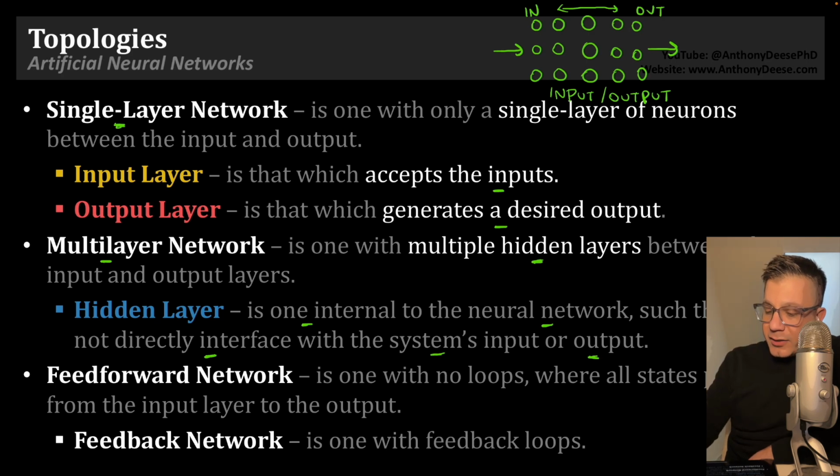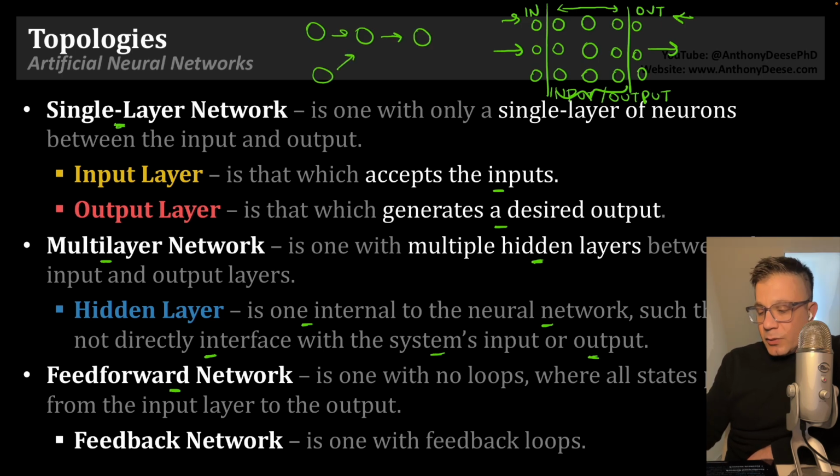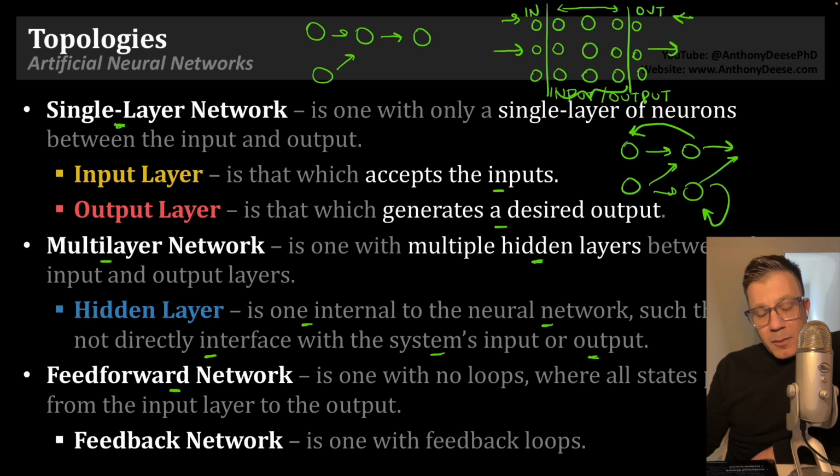So here we have 5 layers. We have our input layer, we have our output layer, and then we have 3 hidden layers. A feed-forward network is one with no loops, where all the states propagate from the input layer to the output. So here we have an example of a feed-forward topology, right? Everything is moving forward. And then we could have a looped or feedback topology where you have something that looks like this. You have outputs that can be looping back on themselves.